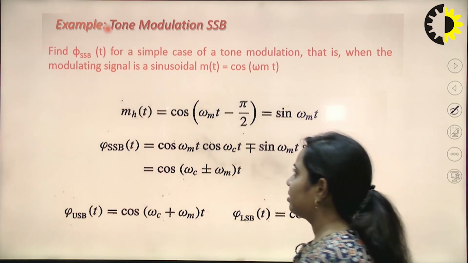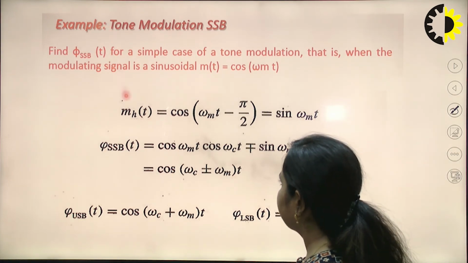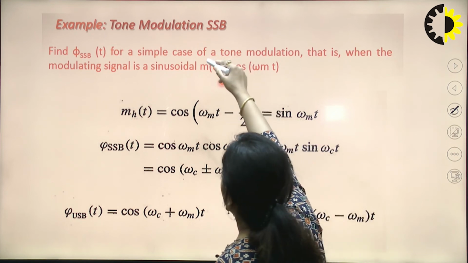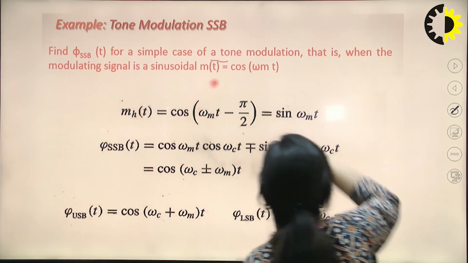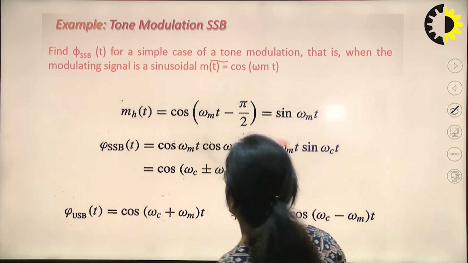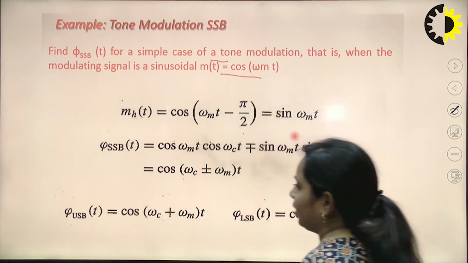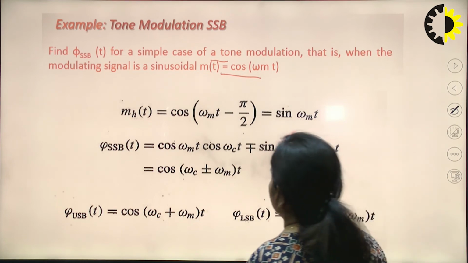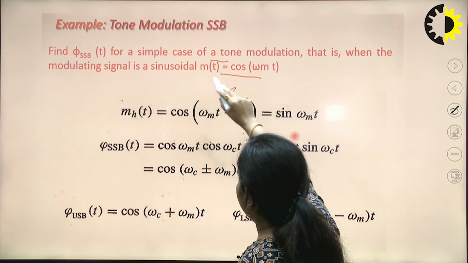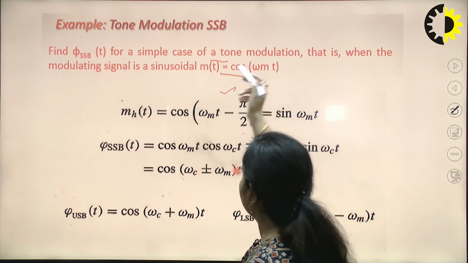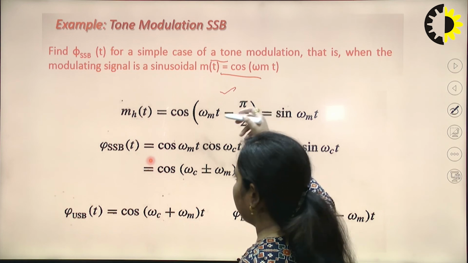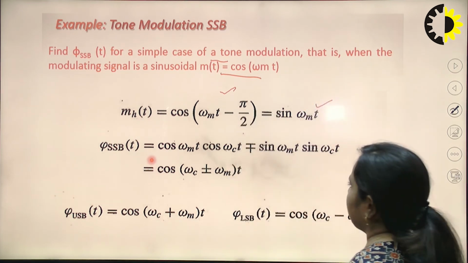Now next is a numerical related to SSB. Find phi SSB for a simple case of tone modulation, that is when the modulating signal is a sinusoidal signal, m(t) = cos ωmt. So this is the Hilbert transform of the input signal. You can see that m(t) is cos ωmt, and we have to take its Hilbert transform. Shifted by 90 degrees, we get sin ωmt.